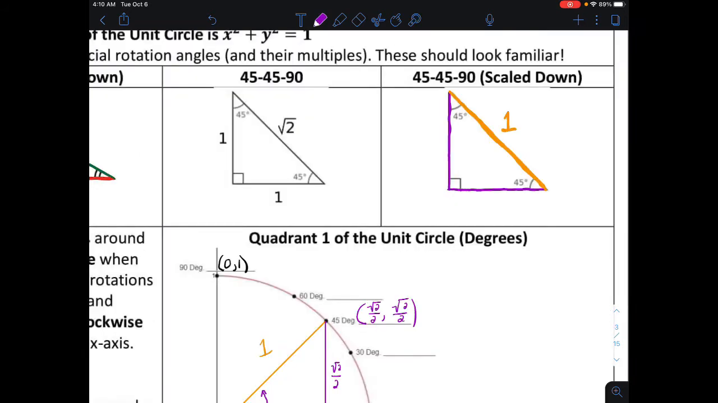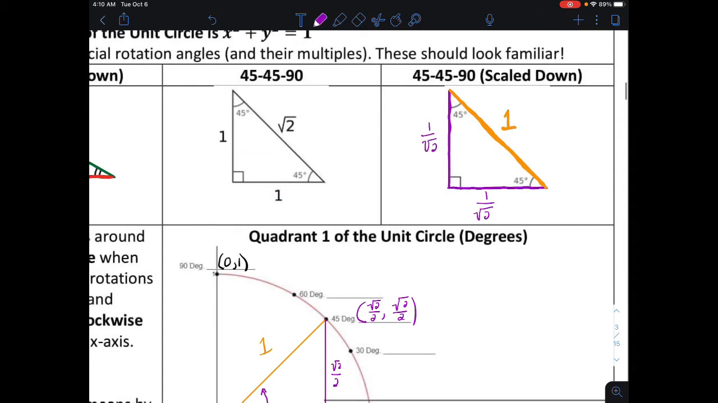We go through and we would do the same thing for the 45, 45, 90 triangle. I want the hypotenuse to be 1, so I got to divide all of my sides by the square root of 2. Now, 1 over the square root of 2, if I rationalize that, and I multiply top and bottom by the square root of 2, that becomes the square root of 2 over 2 itself.